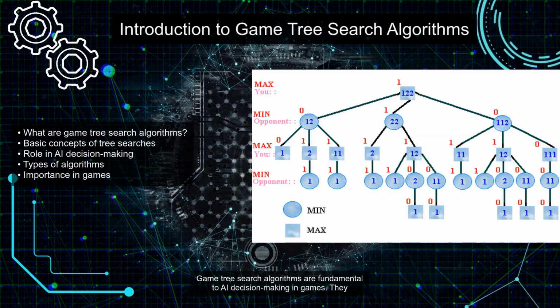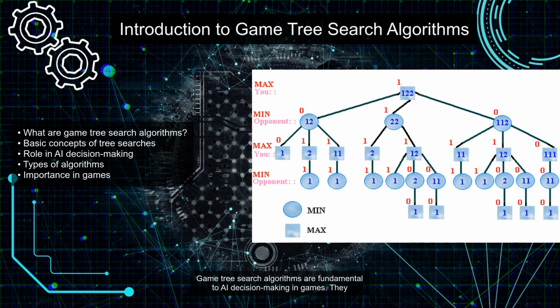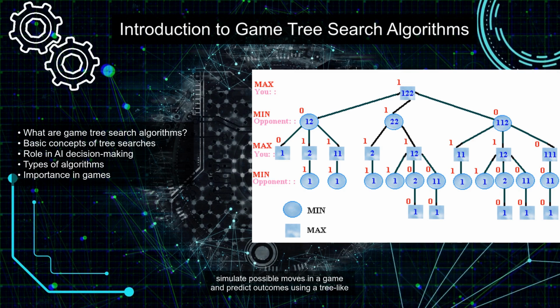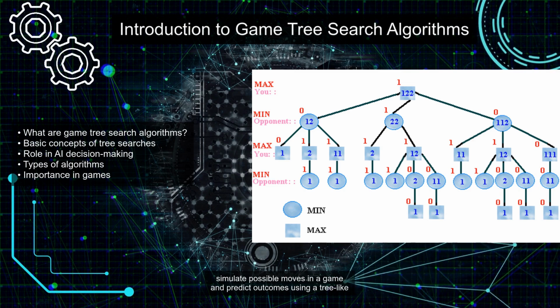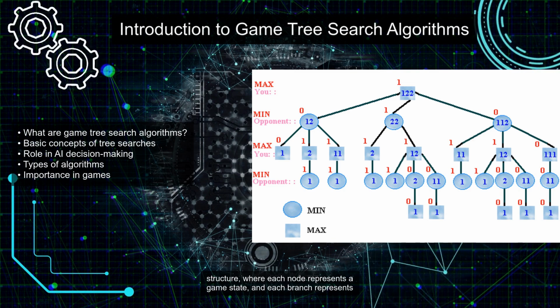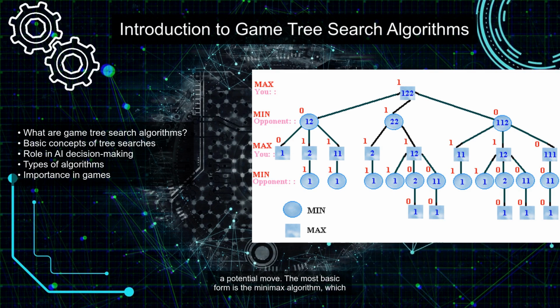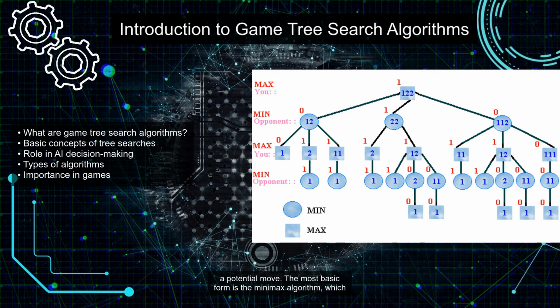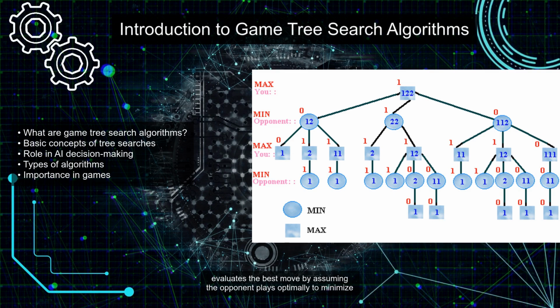Game tree search algorithms are fundamental to AI decision-making in games. They simulate possible moves in a game and predict outcomes using a tree-like structure, where each node represents a game state, and each branch represents a potential move. The most basic form is the minimax algorithm, which evaluates the best move by assuming the opponent plays optimally to minimize the player's advantage.